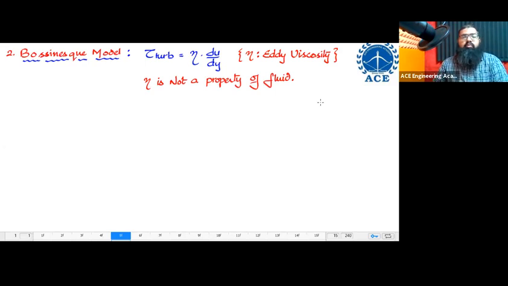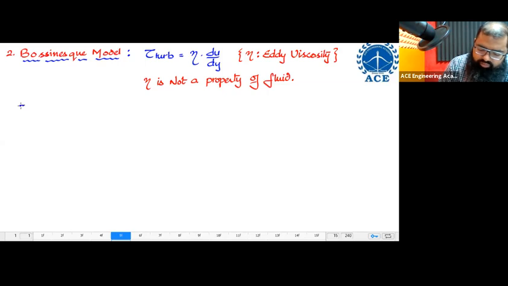Now, you can question Boussinesq, but what is the purpose of representing tau turbulent in this manner? It's a reasonable question. Why are you specifically representing tau turbulent in this manner? Then he would give an answer something like this. You see, tau, one second, this marker is getting stuck in between sometimes. One second.